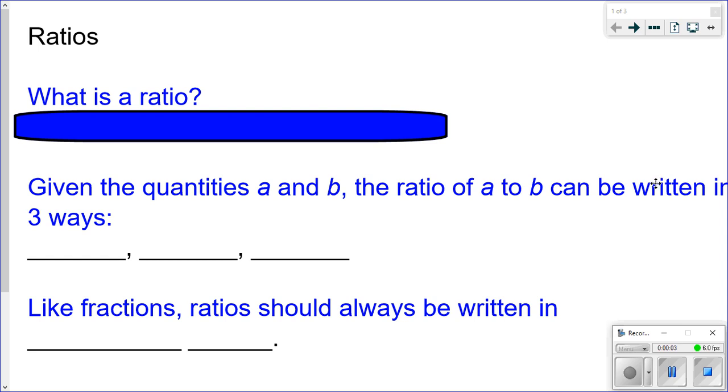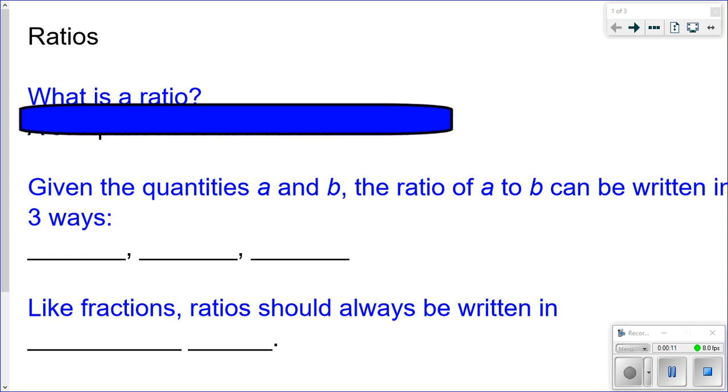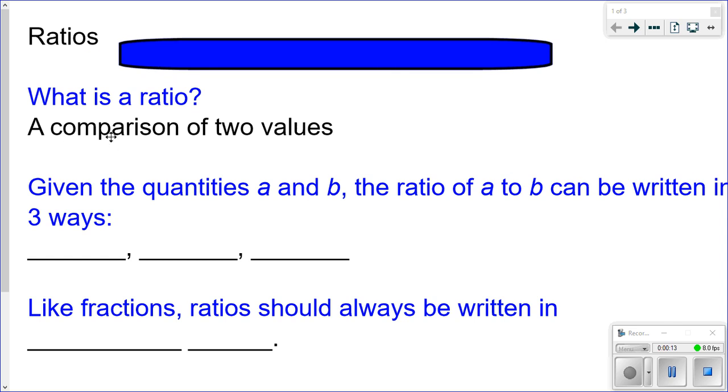This lesson is on ratios. So the first question is, what is a ratio? A ratio is actually a very simple thing. It's just a comparison of two values. So if you're comparing two numbers, that's called a ratio.